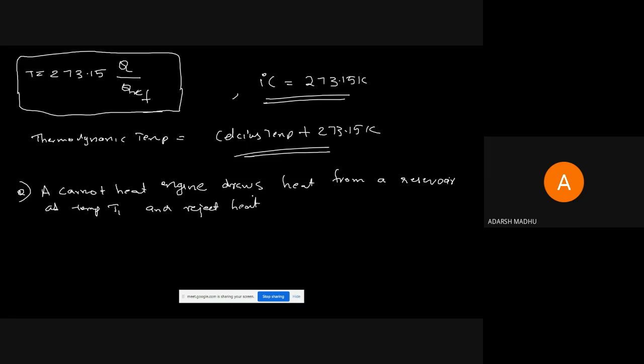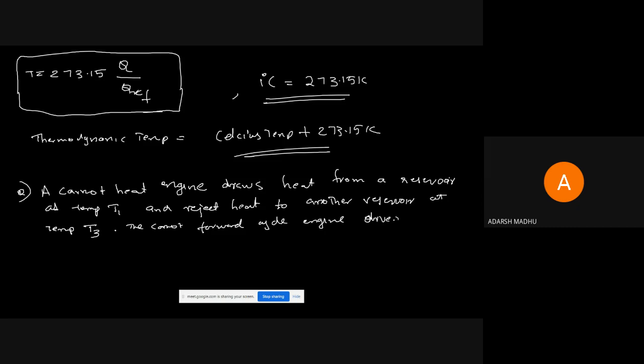We should visualize the figure. So it rejects heat to another reservoir at temperature T3. Sorry, not T2, it is T3. Okay, T1 to T3. The Carnot forward cycle engine drives a Carnot reversed cycle engine.